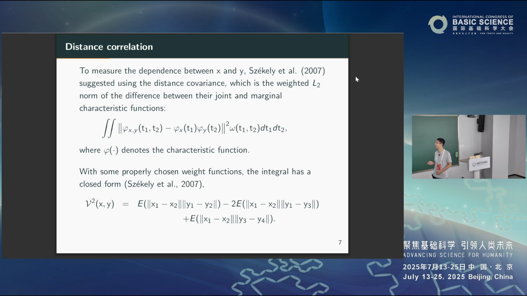The problem is how to evaluate these integrations. In general, this is not straightforward. So they show that with some properly chosen weight functions, if we choose the weight functions as some special choices, this integral has a closed form. We can see that the final expression consists only of certain kinds of distances and expectations. So at the sample level, this expression can be estimated easily.